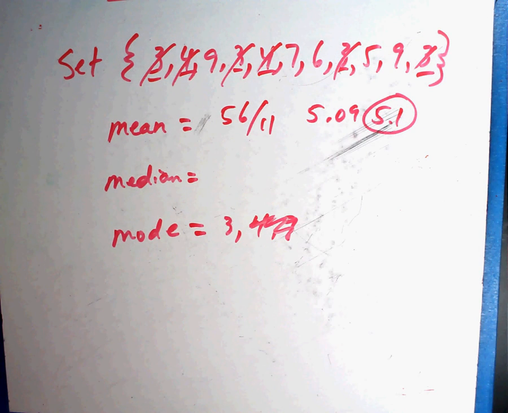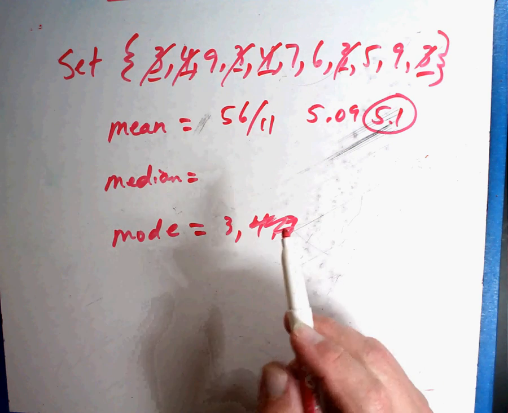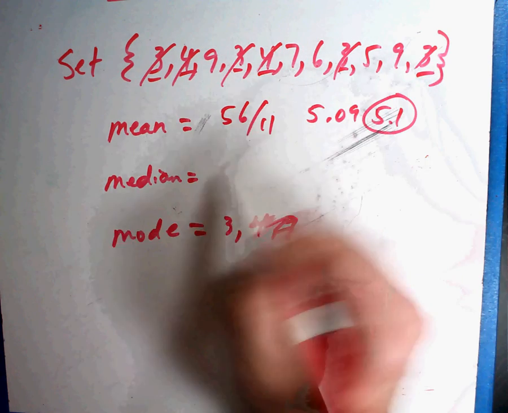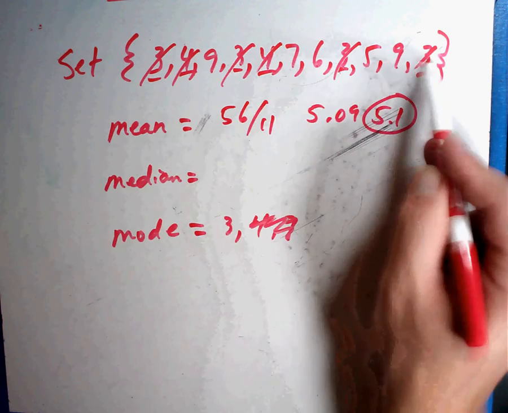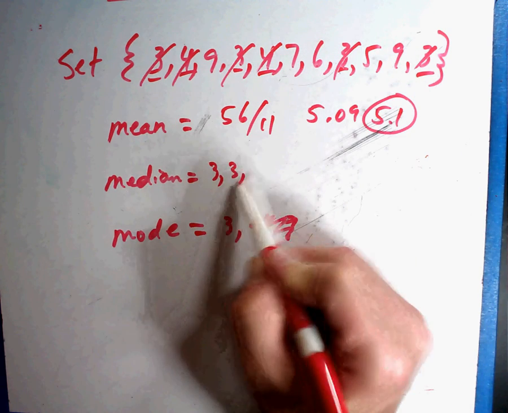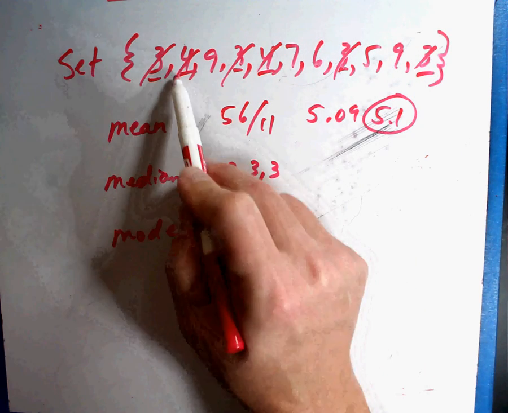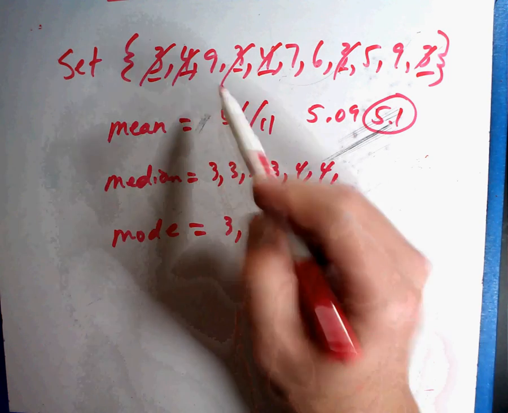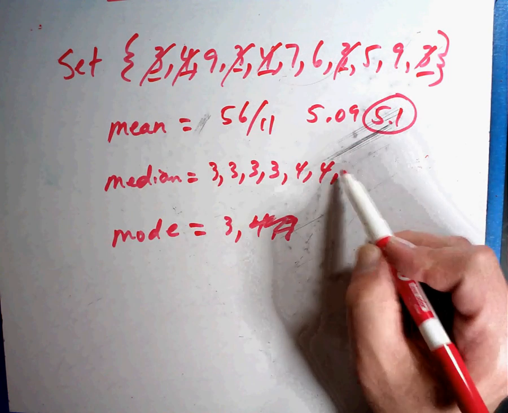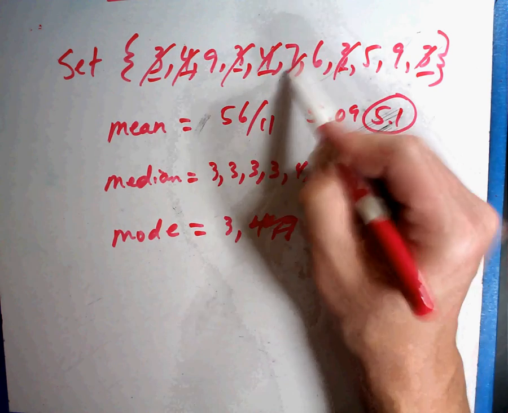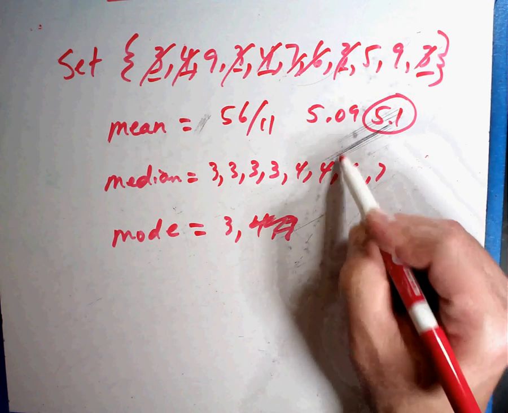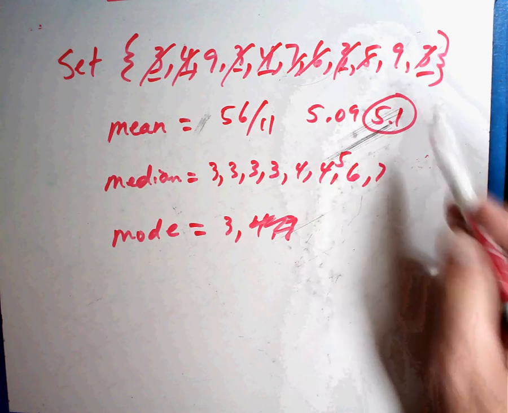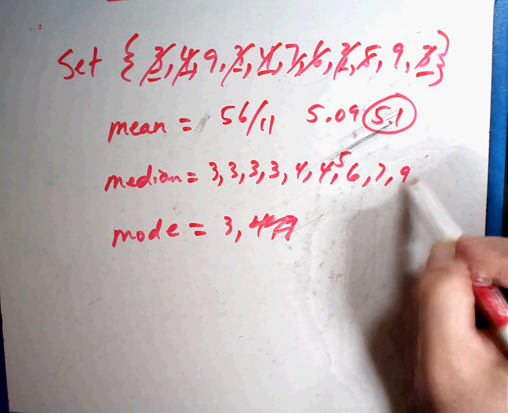The median, I have to put them in order. So the smallest number I saw was a 3, so I have 1, 2, 3, 4. So I have 3, 3, 3, 3. 4 is the next. 1, 2, 4, 4. And then I have 6, 7. Ooh, I have a 5 in there. I missed that. 5, 6, 7, 9, 9.